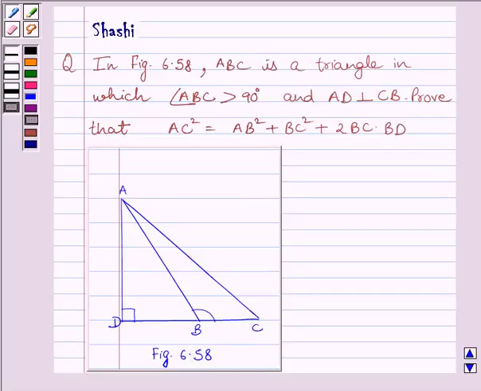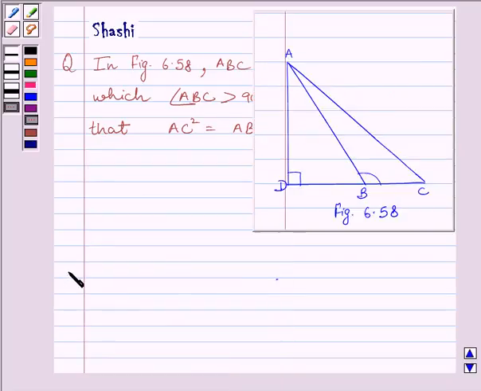My name is Shashi. Let us discuss the following question. Question is, in figure 6.58, ABC is a triangle in which angle ABC is greater than 90 degree and AD is perpendicular to CB. Prove that AC square is equal to AB square plus BC square plus 2 multiplied by BC multiplied by BD. This is the figure 6.58.